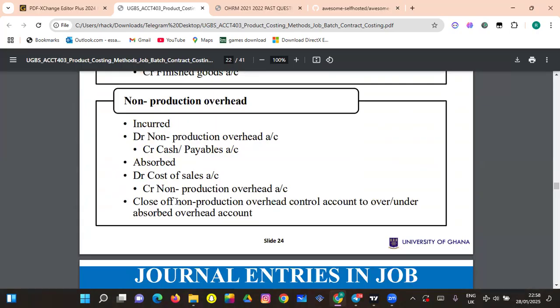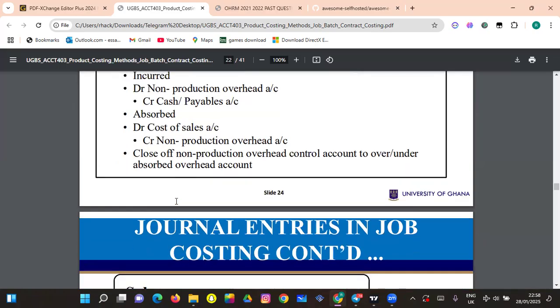Non-production overhead incurred. We debit non-production overhead account and credit cash or payables account. Where it is absorbed, we debit cost of sales account and then we credit non-production overhead account. Then we close off non-production overhead control account to over or under absorbed overhead.